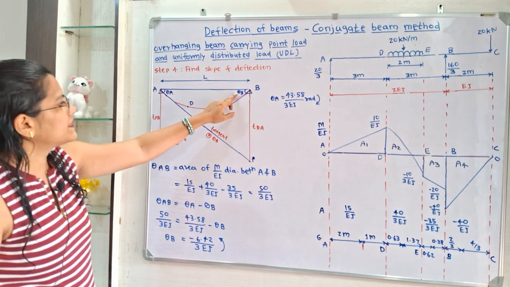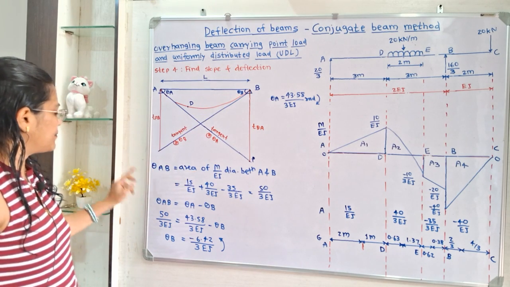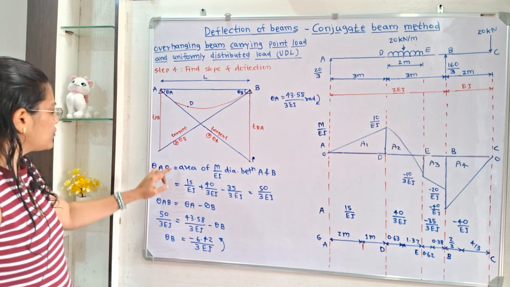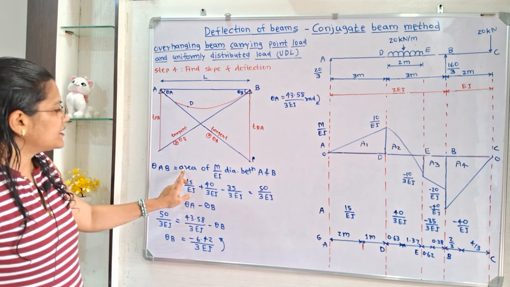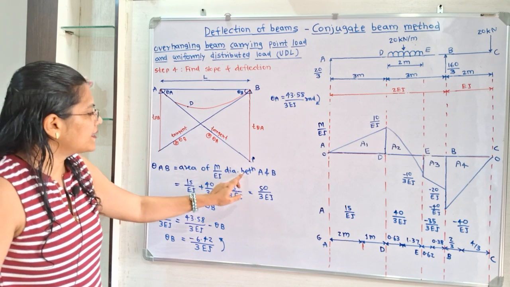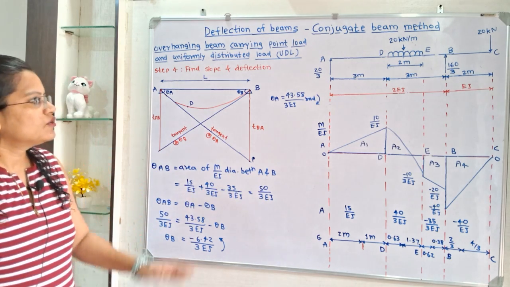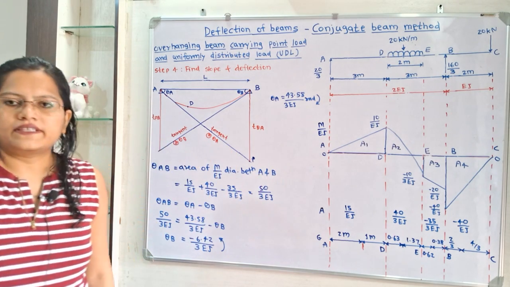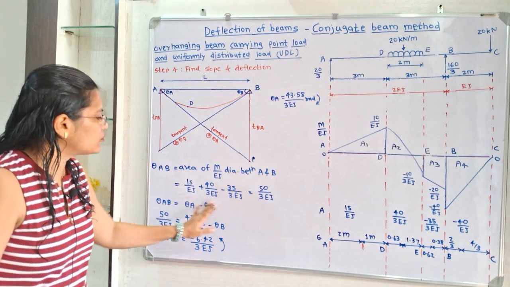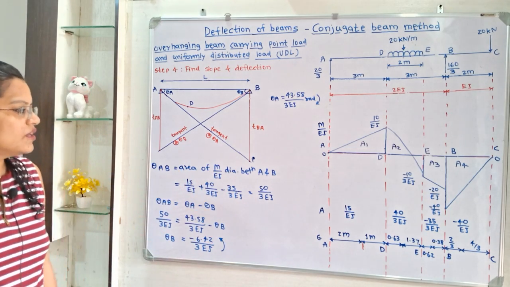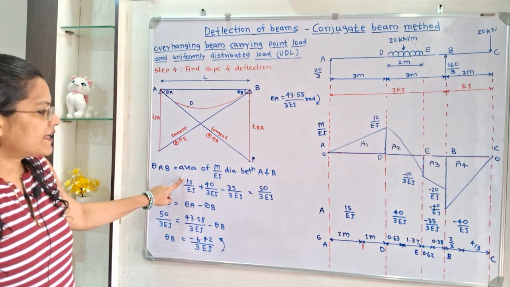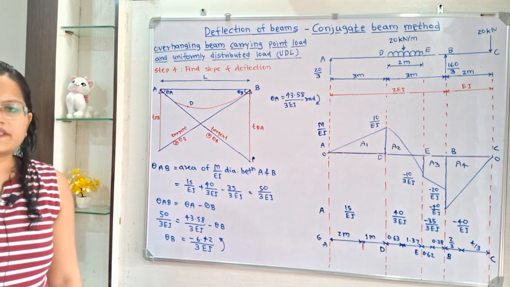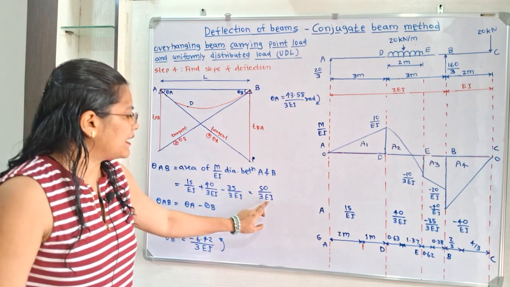In between theta A and theta B, theta A is known. So to calculate theta B, we will calculate theta AB, because theta AB is equal to theta A minus theta B. So how to calculate this theta AB? It is the area of the M by EI diagram between A and B. In between A and B, there are A1, A2 and A3. These are three areas. So we have to take the summation of these three areas. From the diagram we will take 15 by EI plus 40 by 3 EI minus 35 by 3 EI, which is equal to 50 by 3 EI.